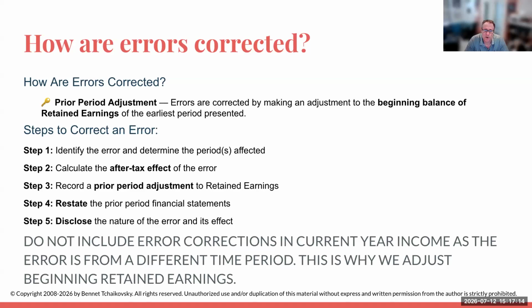And over here, we're going to restate the prior period financial statements, clearly stating that they are restated, and then disclose the nature of the error and its effect. And we are not going to include error corrections from prior periods in current year income as if the error is from a different time period. This is why we're going to be adjusting beginning retained earnings. That's where we put those errors.